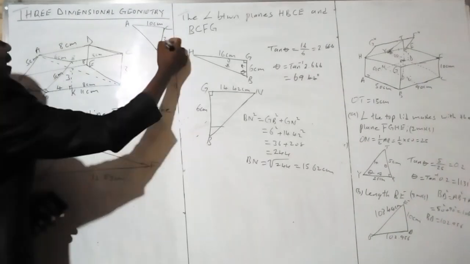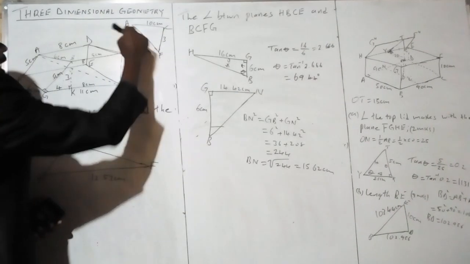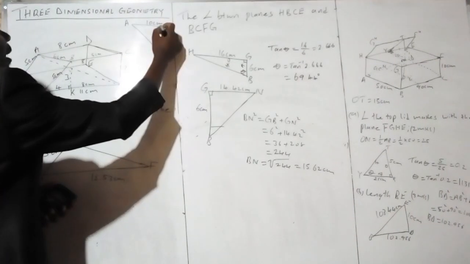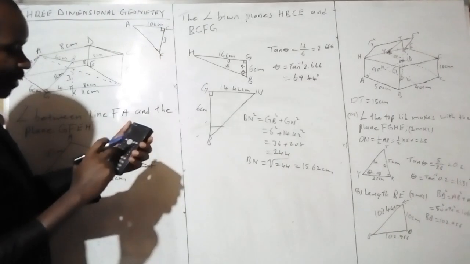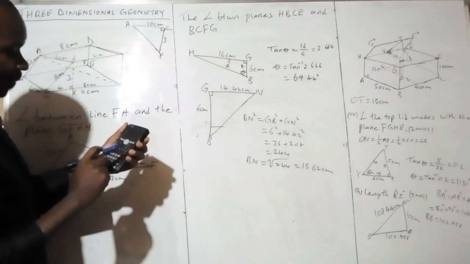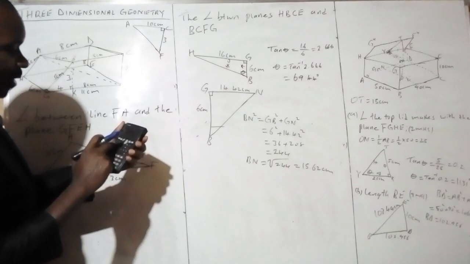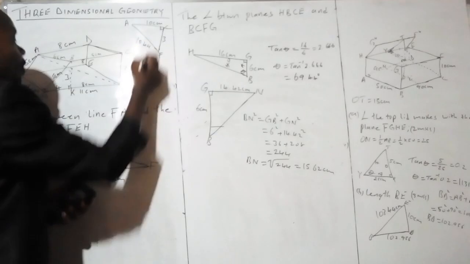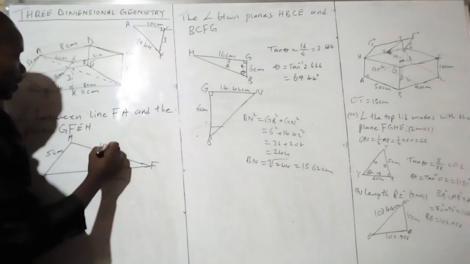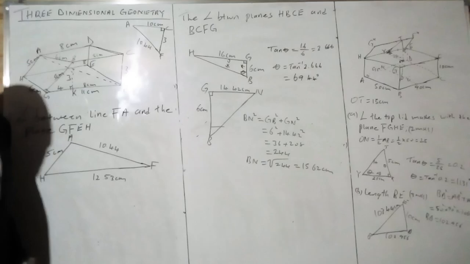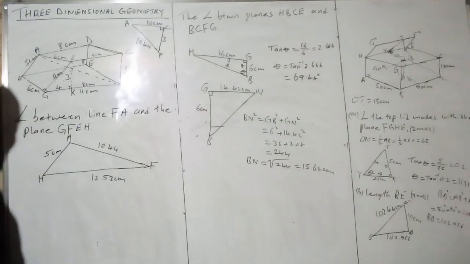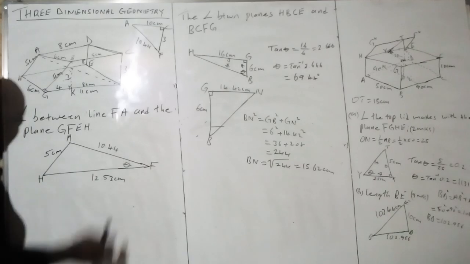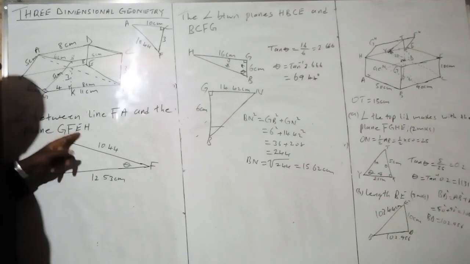Then we can get AF, which we want here. We say this angle here will be 90. Say 10 squared plus 3 squared. Square root of the answer is equal to 10.44. So our AF is 10.44. But the angle the examiner wanted us to get is this angle here between AF and the base, the plane GFEH. So all this is to confuse you.